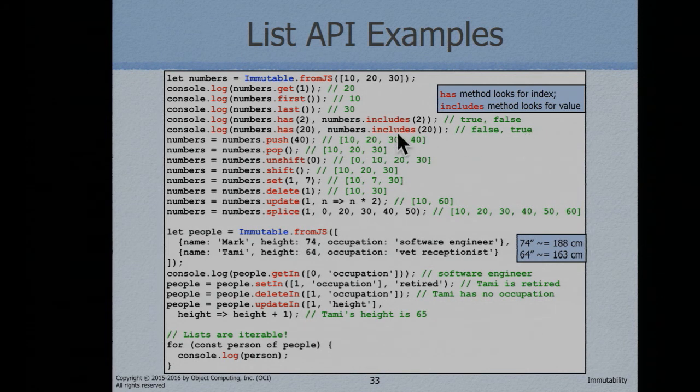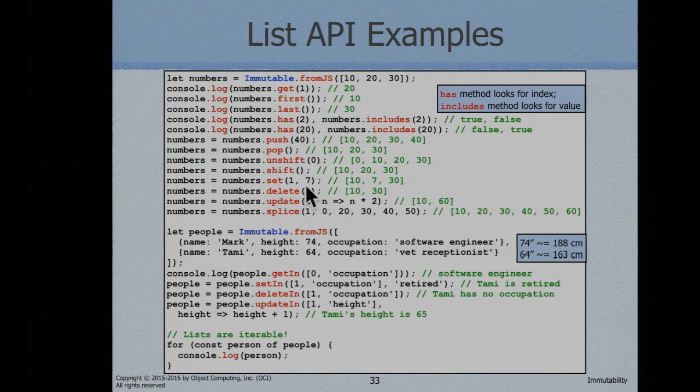I can push on to the end, I can pop from the end, I can unshift to add something to the beginning, I can shift to remove from the beginning. Very analogous to what you're used to with arrays, but keep in mind that I'm grabbing the return value in all of these cases, which is a new version of it. I'm not modifying the one that I'm calling this on.